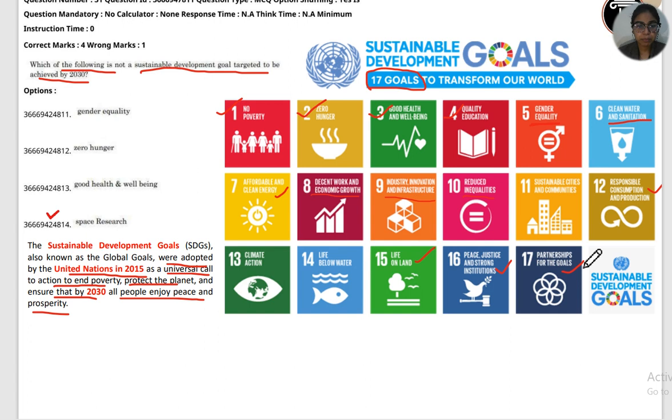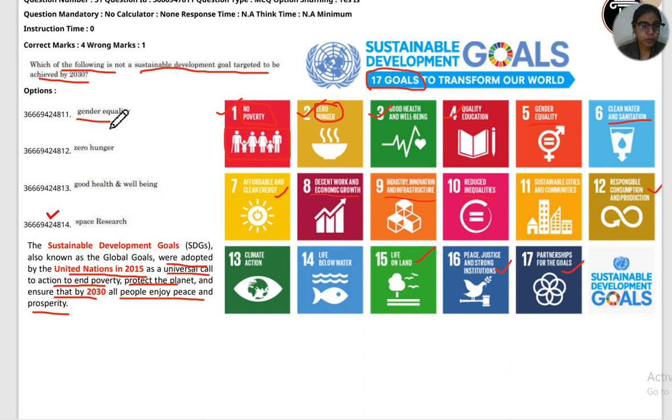The important thing to remember is the goal number with its motto: goal number 1 is about no poverty, second is about zero hunger. Also you should remember the logo. Sometimes questions may give the name of the goal and you have to match it, or find out which logo or which symbol represents this goal.